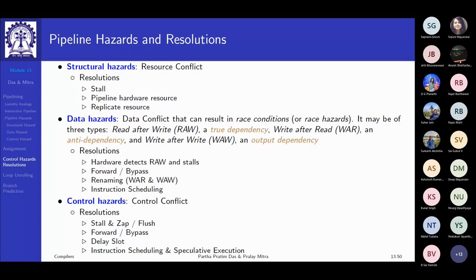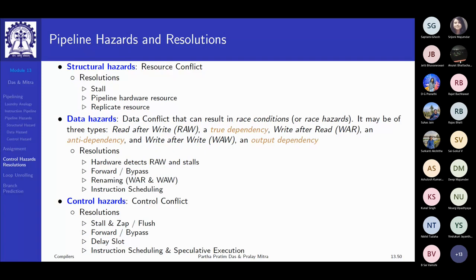We can have more resources, we can replicate resources; there are different ways structural hazards can be resolved. Then we looked at data hazard, which we have also seen is a data conflict because of data dependency, which can result in a race condition, also called race hazards. Now, it may be of three types, as we saw.